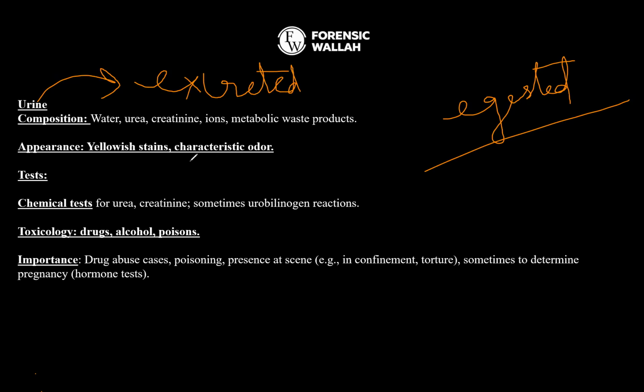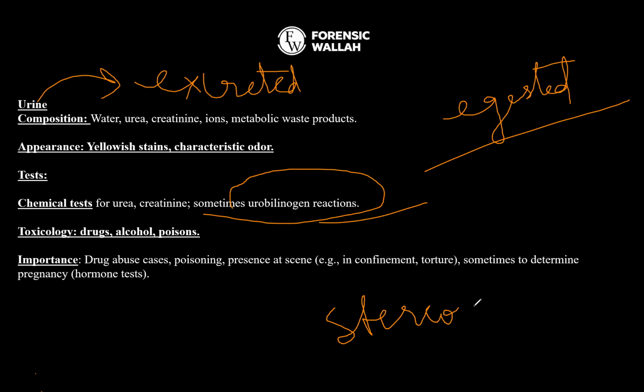We know the color of urine is yellowish stain. It has a very characteristic odor also. There are chemical tests for urea, creatinine and so on, and sometimes urobilinogen is also present. Urobilinogen is the pigment which gives a slight yellowish color to the urine. Similarly, fecal matter has stercobilinogen or stercobilin, which gives a brown color pigment to the fecal matter. So sometimes you can find urobilinogen reactions as well.